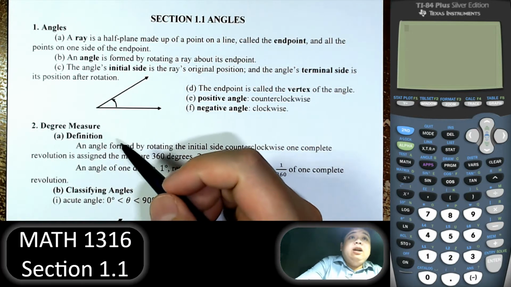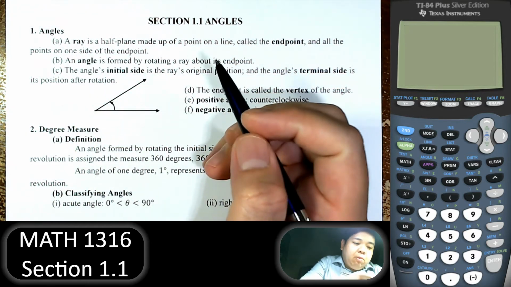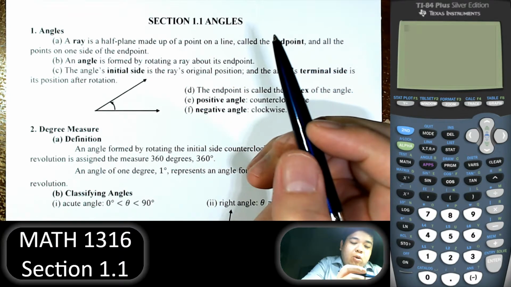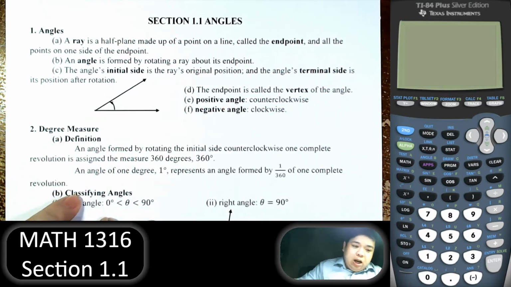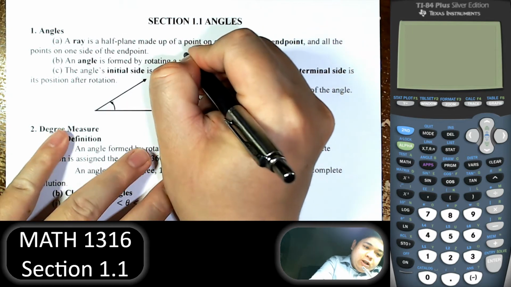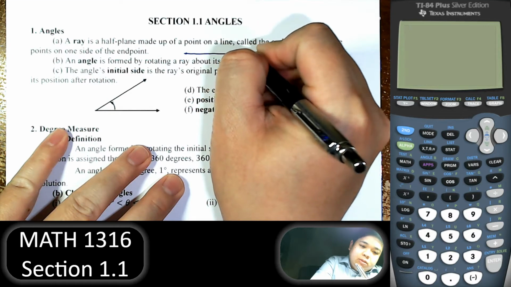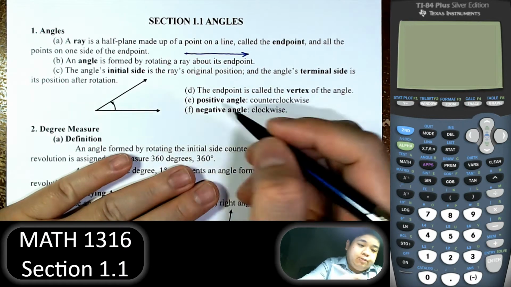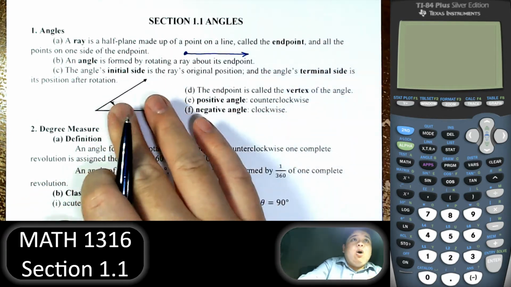Alright, angles. A ray is a half line made up of a point on a line, called the end point, and all the points on one side of the end point. So pretty much what we have is an end point, and then the points on the other side.